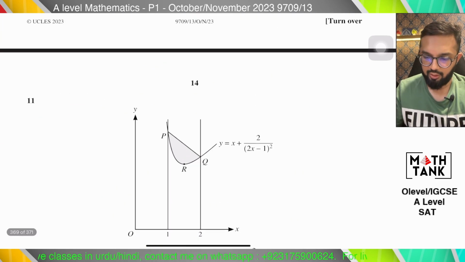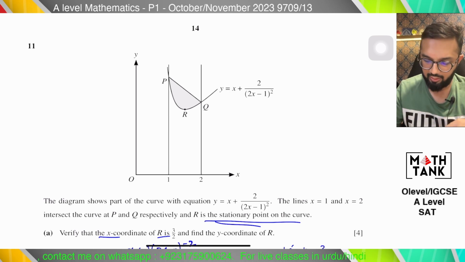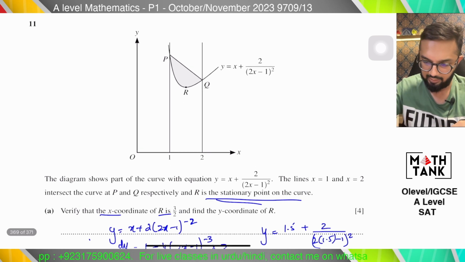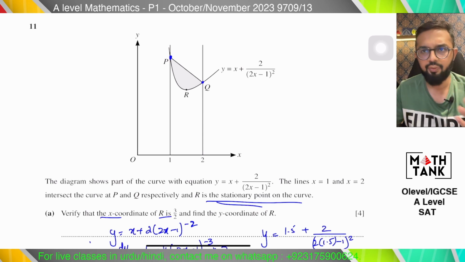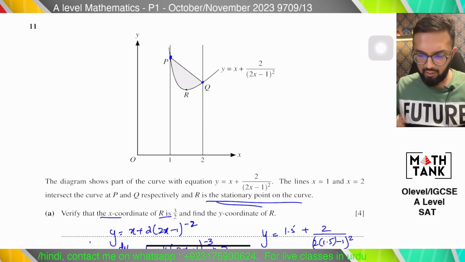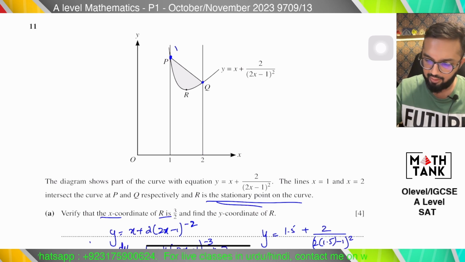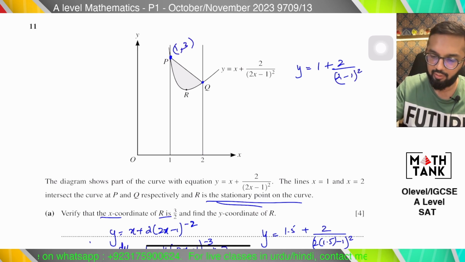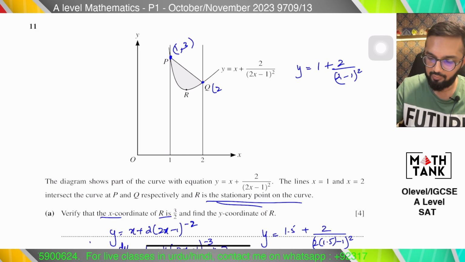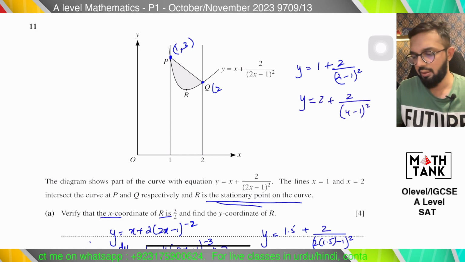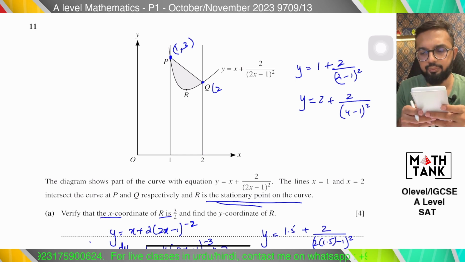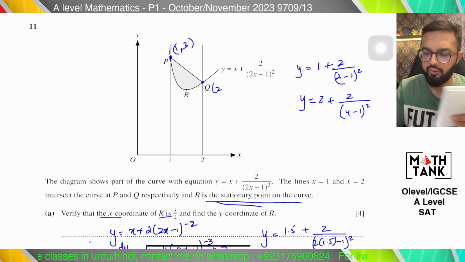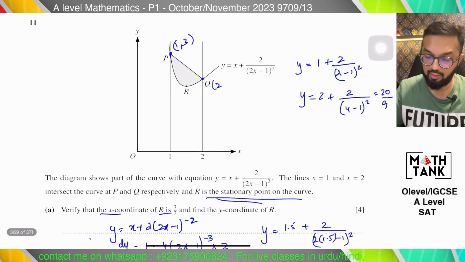Then find the exact value of the shaded region. The shaded region is trapped between a line and a curve. I would want to find out what this line is first, so that I can find the area of the trapezium under the line. Okay, so this point is 1, and when I insert 1 here, I get 3. This point is 2. So let's see what I get: 2 plus 2 times (4 minus 1) squared. It's 20 over 9. That's a difficult number.